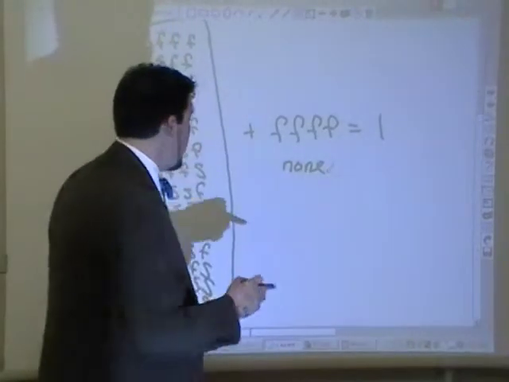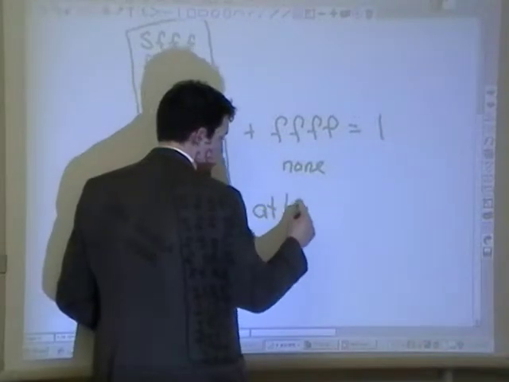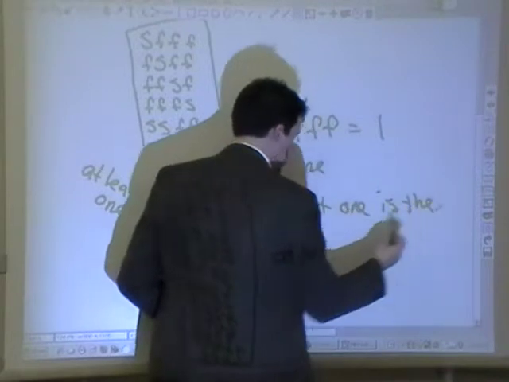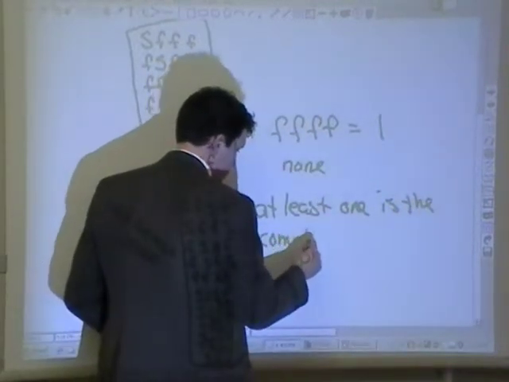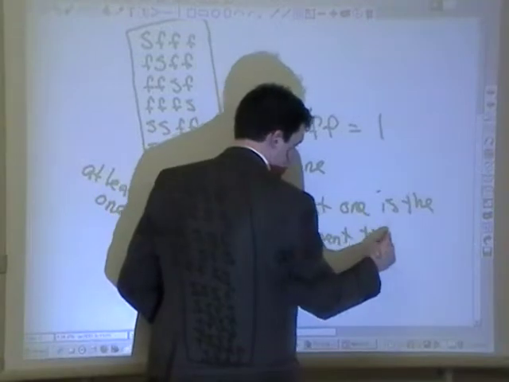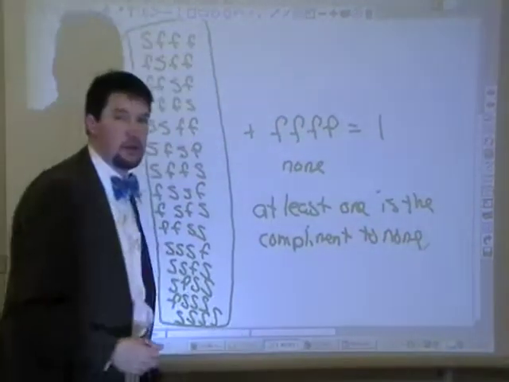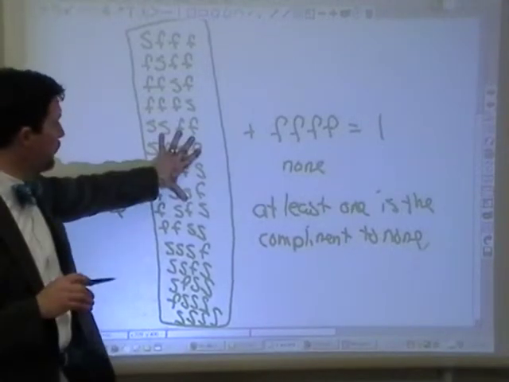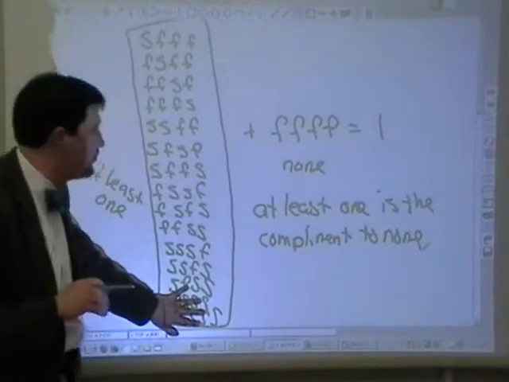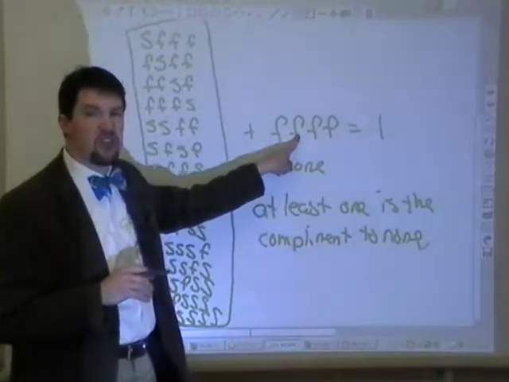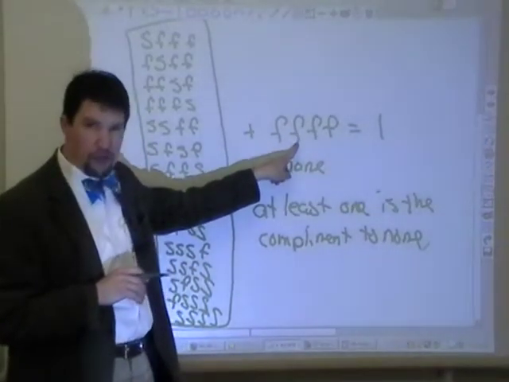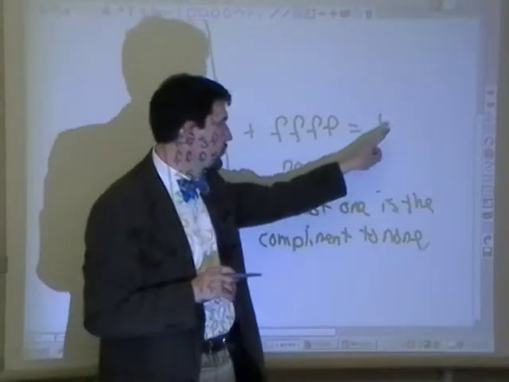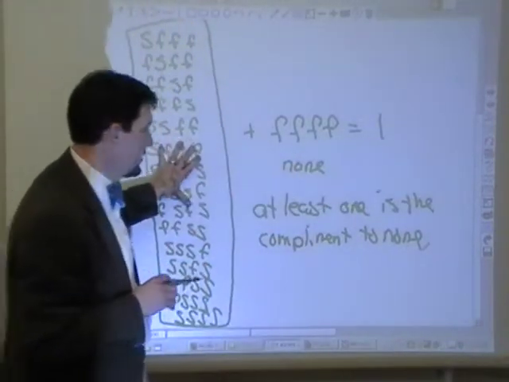Or what we could say is at least 1 is the complement to none. And this is really powerful. Because if I'm looking for this, instead of finding all these values, I could find just this. Just failure, failure, failure, failure, or no successes. And if I can find this, and I subtract it from 1, I would get at least 1.